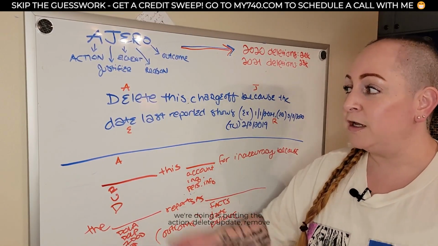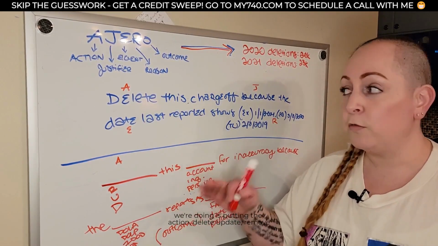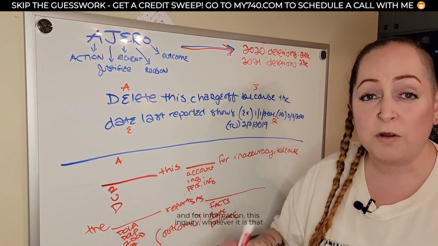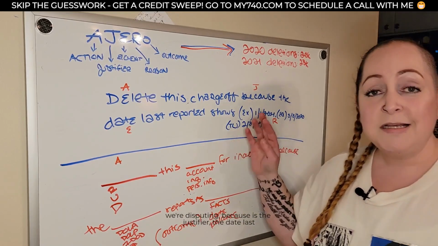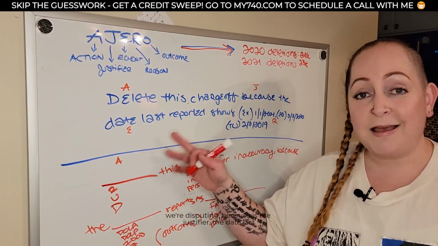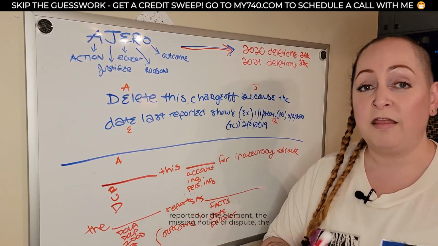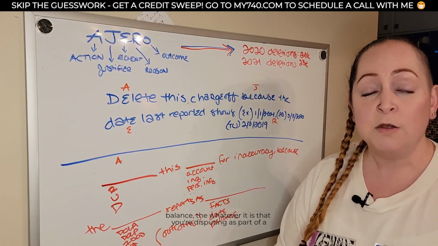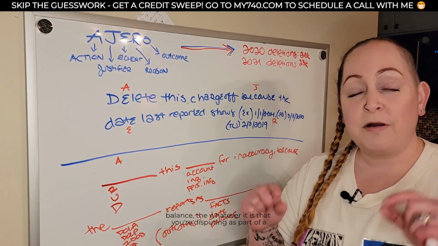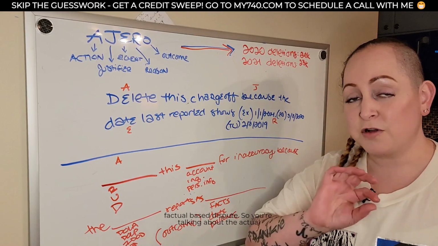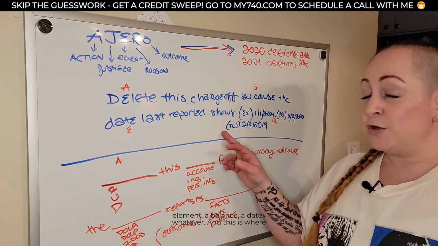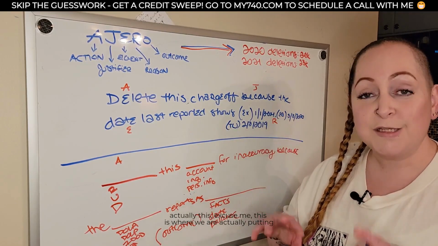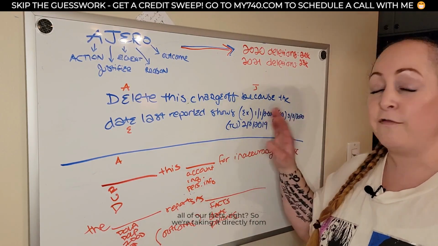All we're doing is putting the action, delete, update, remove this charge off, this account, this bankruptcy, this personal information, this inquiry, whatever it is that we're disputing, because is the justifier, the date last reported, or the element, the missing notice of dispute, the balance, the whatever it is that you're disputing as part of a factual based dispute. So you're talking about the actual element shows a balance, a date, whatever. And this is where we are actually putting all of our facts, right?